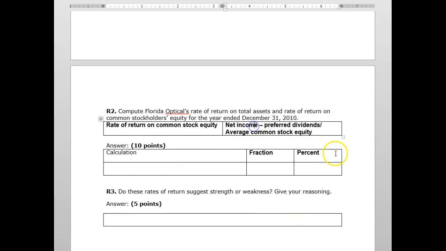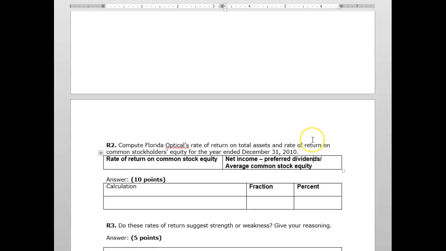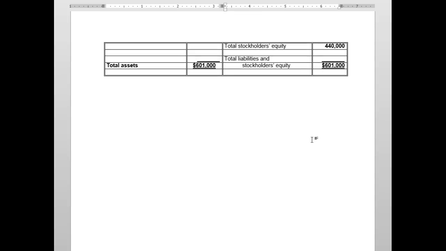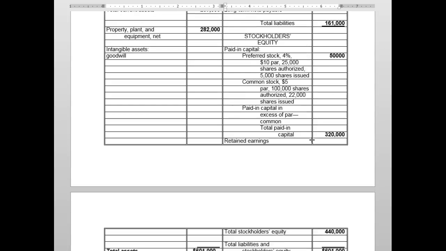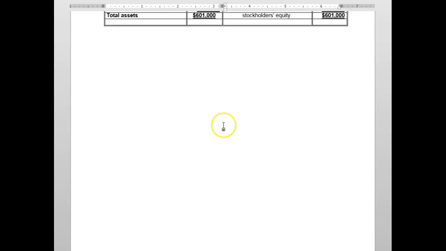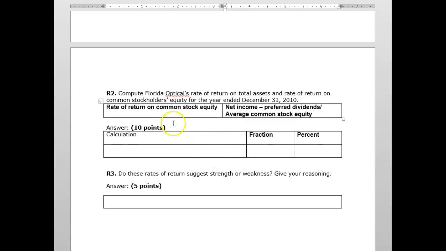So now, net income minus preferred dividends divided by the average common stock equity. Now that is a big mouthful. So, how do we find that? Any clues? Let's kind of think about it. Does it tell us what the, oh, there it is. Net income is $43,000. Okay, so we have one number. So let's kind of calculate this out.